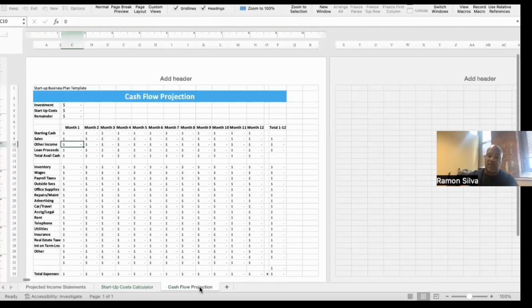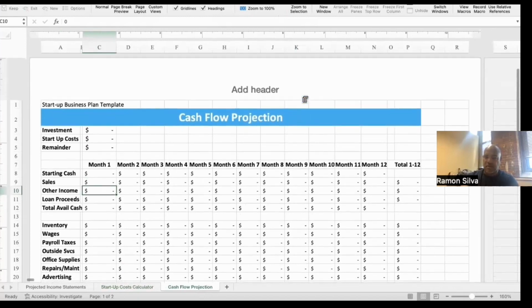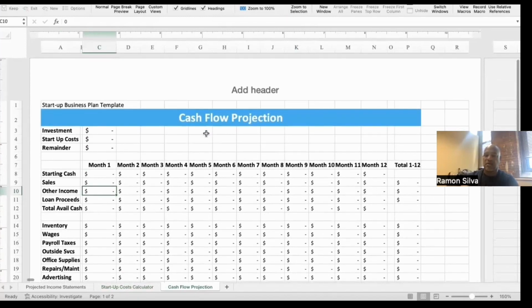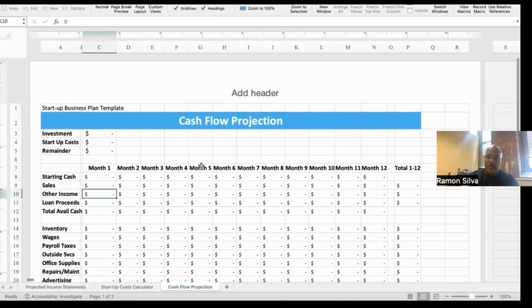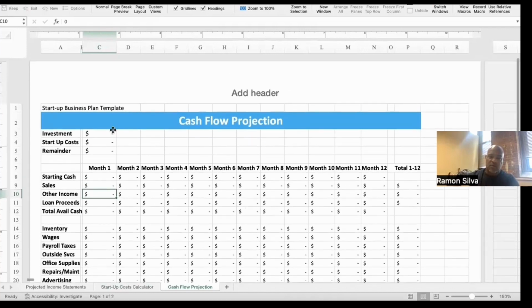So in the final tab here, we have your cash flow projection. And this is hopefully going to show you whether or not you're going to have the cash that you need to operate your business. On a month-by-month basis for the first 12 months, it shows what is your investment? What are your startup costs? And how much cash do you have left over?